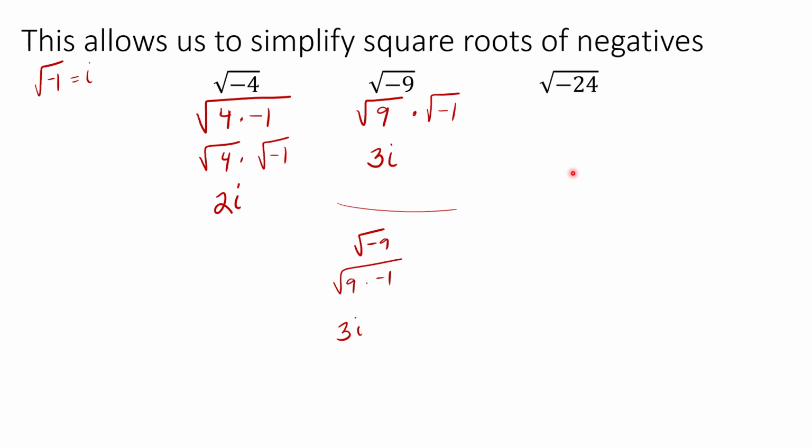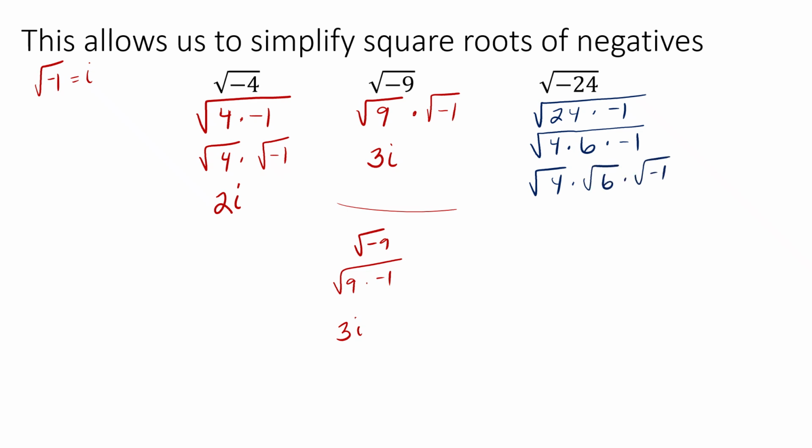Okay, and then over here we've got the square root of negative 24. And so that would be the square root of 24 times negative 1. Now, 24 is not a perfect square, so we've got to think, what is a perfect square factor of 24? That would be 4. Okay, so we have 4 times 6 times negative 1. So now we have three radicals in here. Okay, square root of 4 is 2. Square root of 6, we're stuck with that. We're not super happy about that. Square root of negative 1 is i.